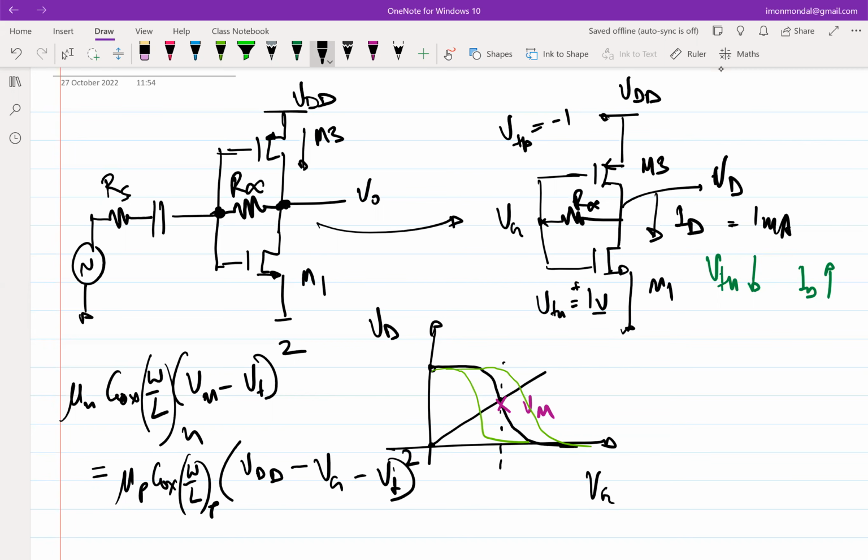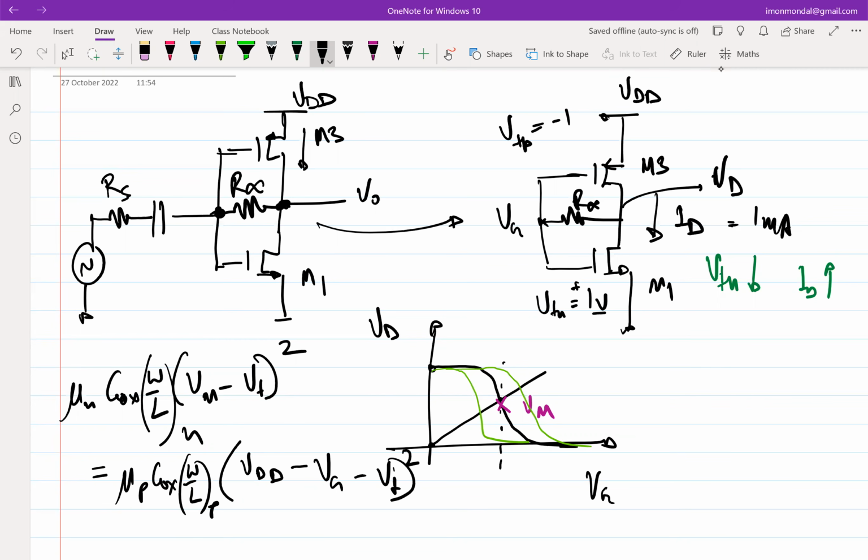Correct? So my question is, if I fix this, some question? Okay. Mu and Cox W, as a designer, if I fix this voltage, what is the problem? Okay, so you can fix this voltage, but you cannot fix the current. That's the problem.